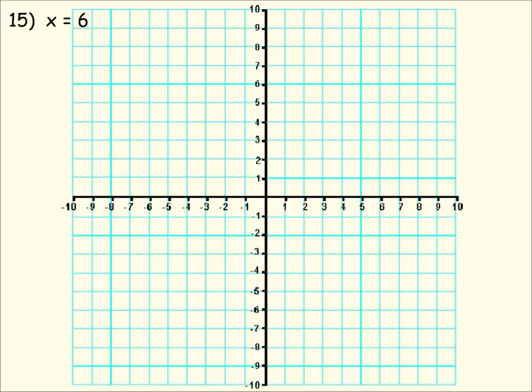All right, let's look at number 15. Number 15 states x is equal to 6. So that means that we already know the equation of the line. So that means that we're going to be shooting through the x-axis at 6. So that was the reason why we reminded about Ski Bird.